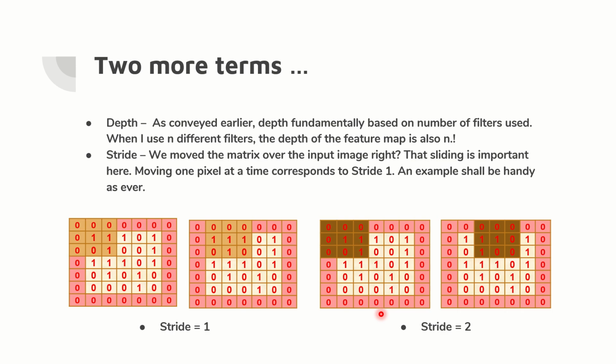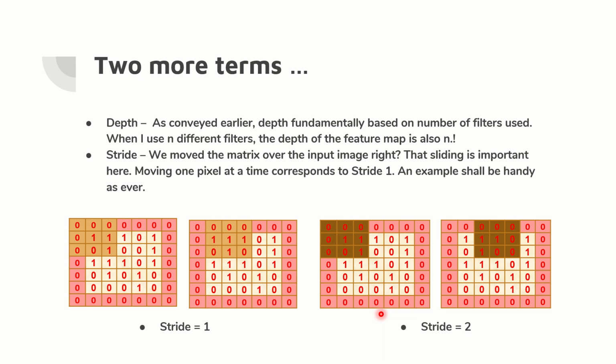Now, what do we need to know? We need to understand 2 more important terms when it comes to this session. The first one is depth, the second one is stride. Let's go with depth first. What is depth? Depth is fundamentally based on the number of filters used. When I have 3 filters, depth of the feature map will be 3. If I have 4 filters used, the depth of the feature map is 4. That's it.